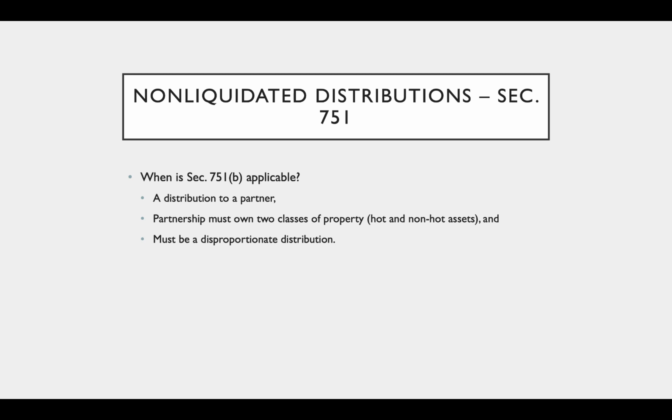So again, a simpler way, when does Section 751 apply? Well, it applies when there is a distribution to a partner. The partnership owns two classes of property, hot assets and non-hot assets, and it's a disproportionate distribution. So it's not distributed in proportion to the partner's ownership interest.